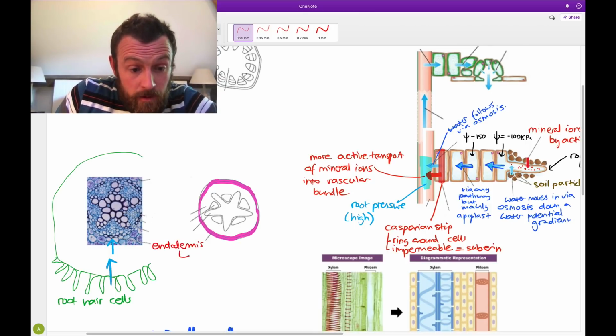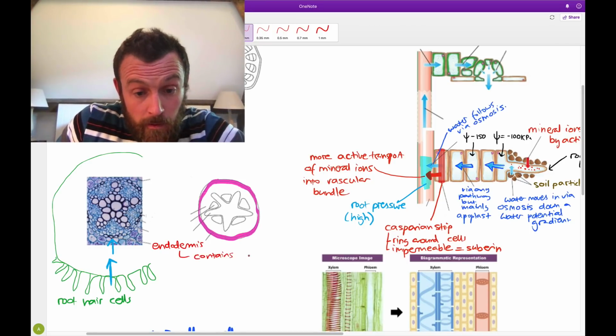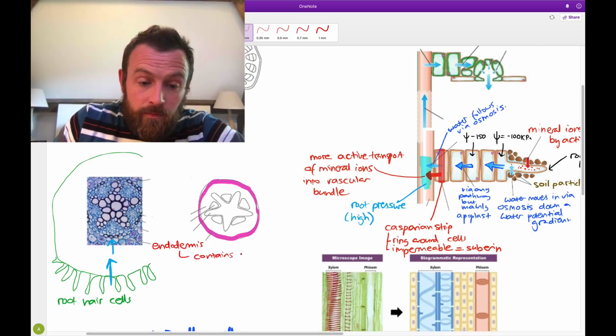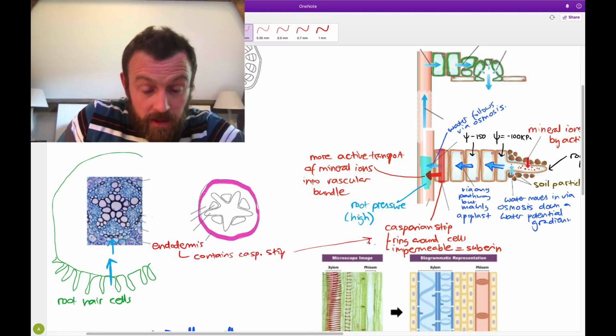And it contains this Casparian strip. Link that over to there, okay?